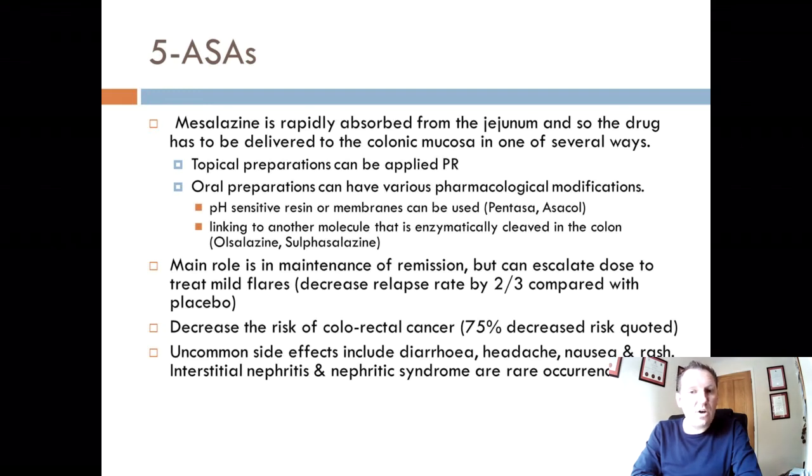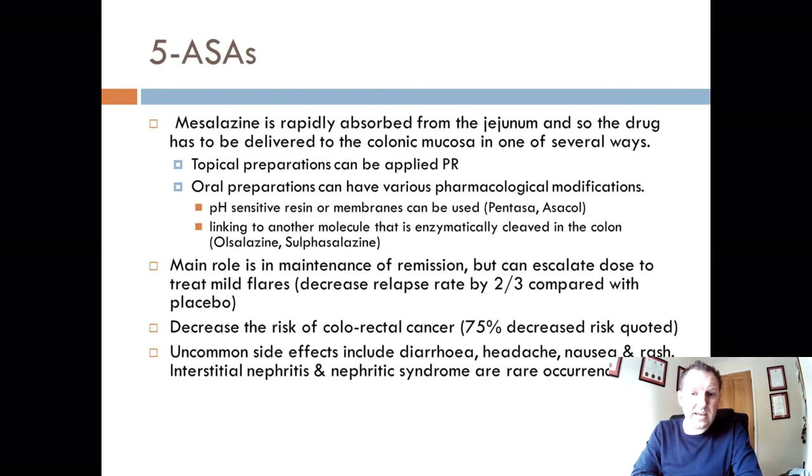So again, we've got topical preparations that can be given rectally, so suppositories and enemas. And the oral preparations can have various pharmacological modifications to get them to the colon intact. So things like Pentasa and Asacol, which are brand names, have pH-sensitive resins or membranes that start to break down in the distal small bowel, releasing the free drug into the colon. Or other things like olsalazine and sulfasalazine are linked to other molecules that are enzymatically cleaved by colonic bacteria, again releasing the free active drug in the colon.